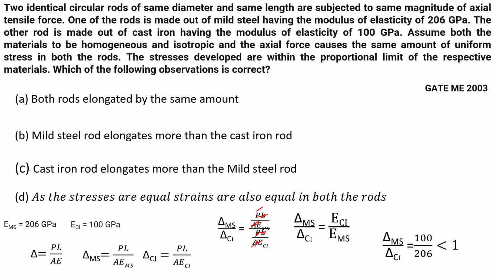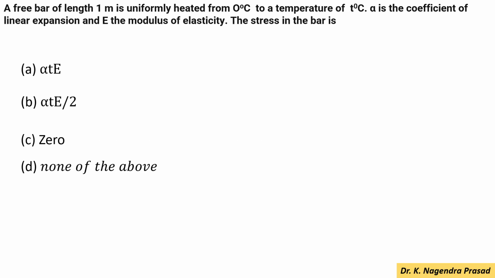So here it is given the E Ci value is 100 and E Ms value is 206. Then delta Ms divided by delta Ci equal to 100 divided by 206, which is less than 1. Then this belongs to the cast iron rod elongates more than the mild steel rod, because delta Ms, deformation of the mild steel rod, is less than the deformation of the cast iron rod, which means cast iron rod elongates more than the mild steel rod. So option C is the correct. Let's see the another question.